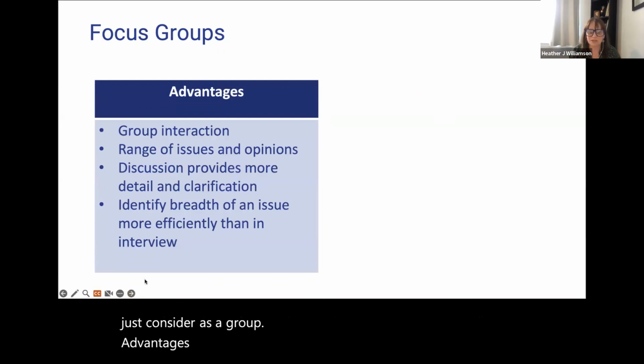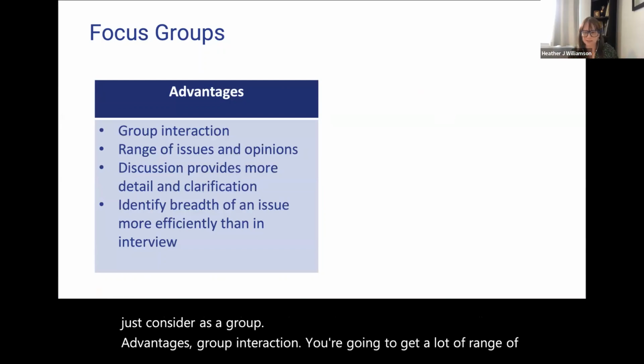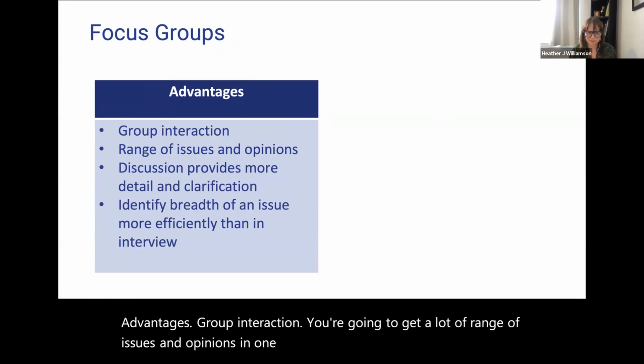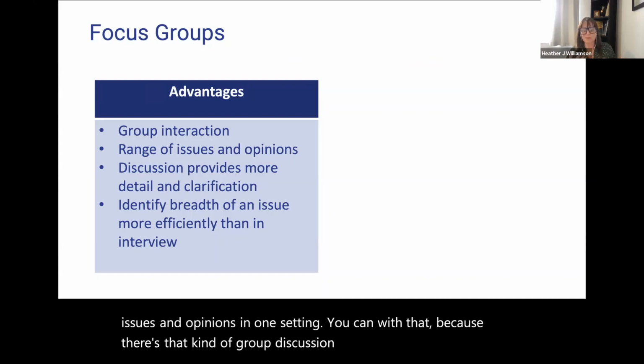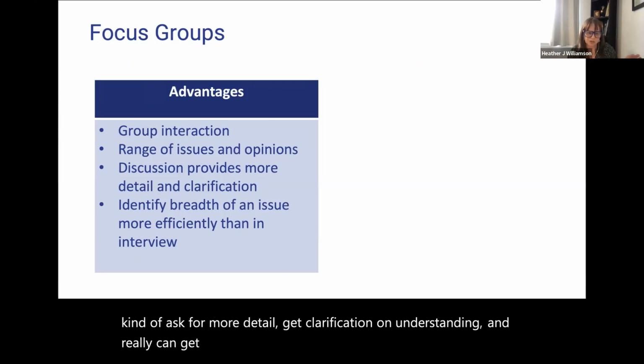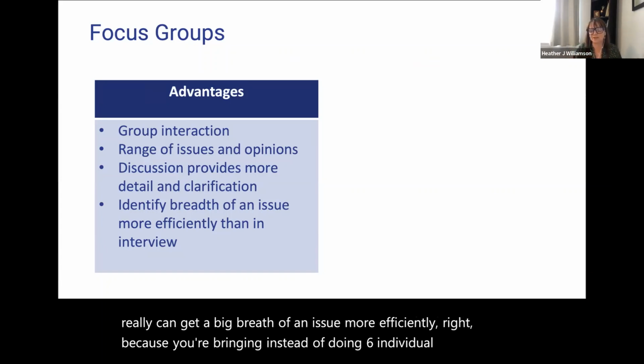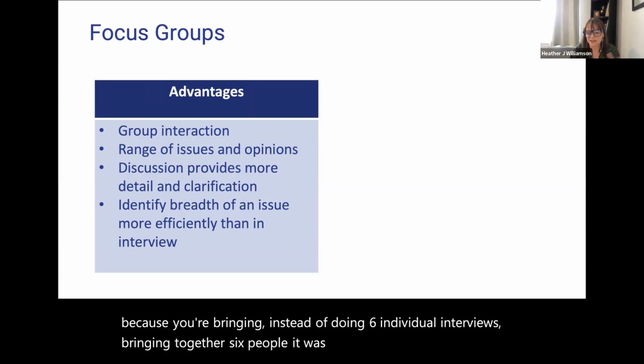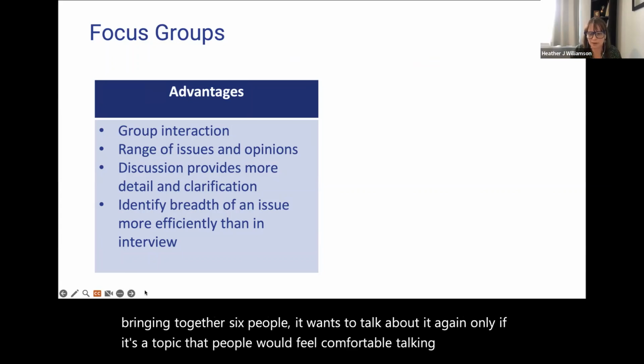Advantages: group interaction. You're going to get a large range of issues and opinions in one setting. Because there's that group discussion, it gives you the opportunity to ask for more detail, get clarification on understanding, and get a big breadth of an issue more efficiently. Instead of doing 6 individual interviews, you're bringing together 6 people at once to talk about it. Again, only if it's a topic that people would feel comfortable talking about in a group setting.